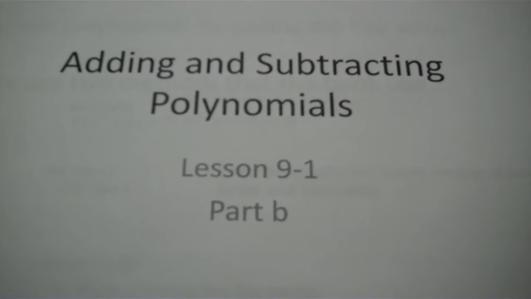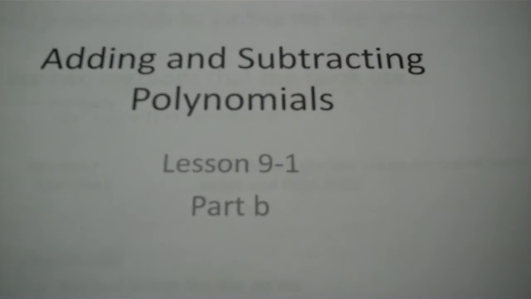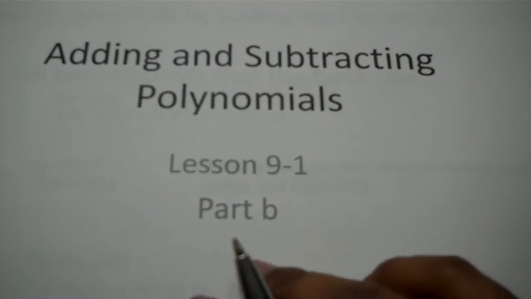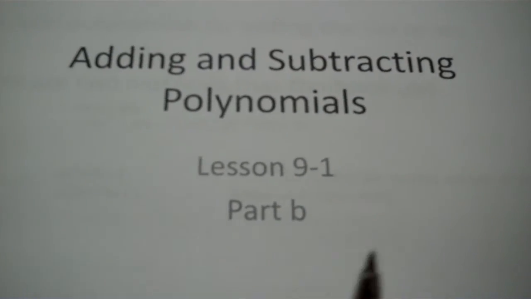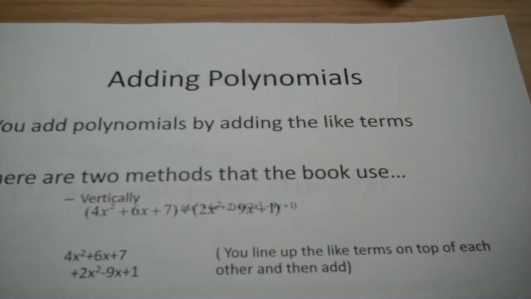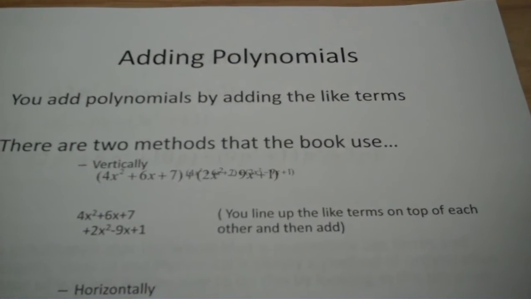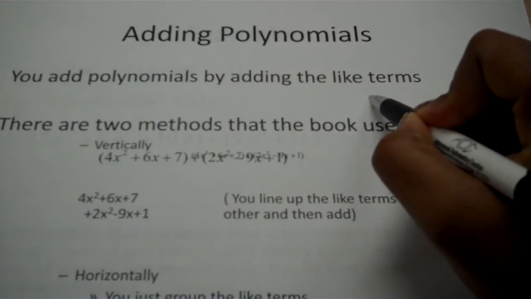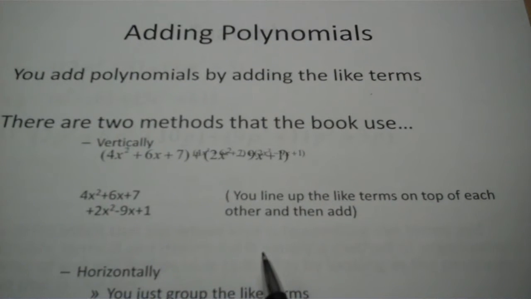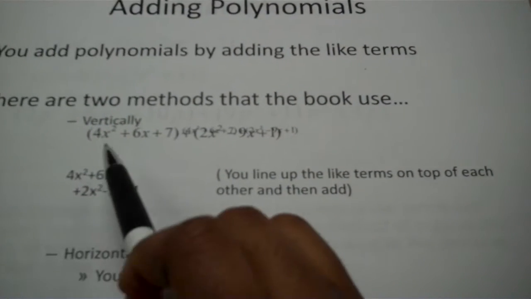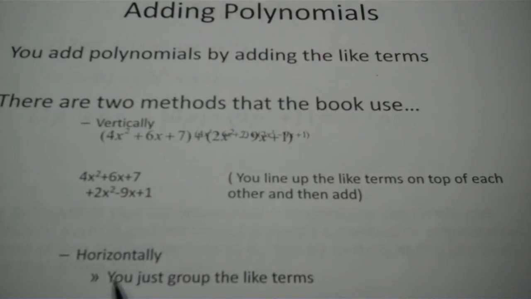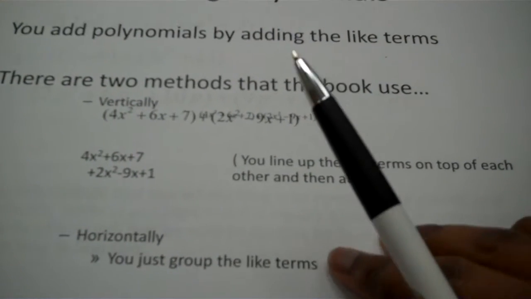Today's lesson is on adding and subtracting polynomials. This is found in lesson 9.1 in your textbook, and this is part B of that section. To add polynomials, you add by adding the like terms. There are two different methods that we'll use in our textbook. We'll use the vertical method and the horizontal method.